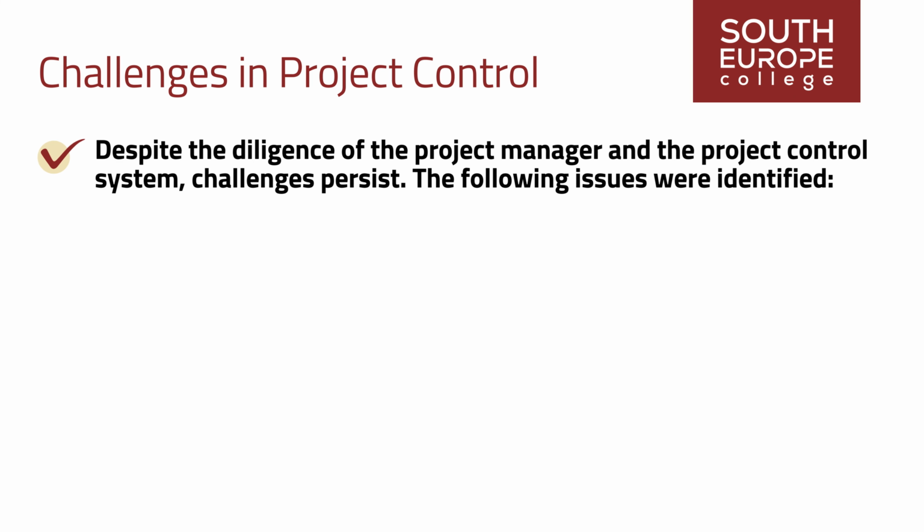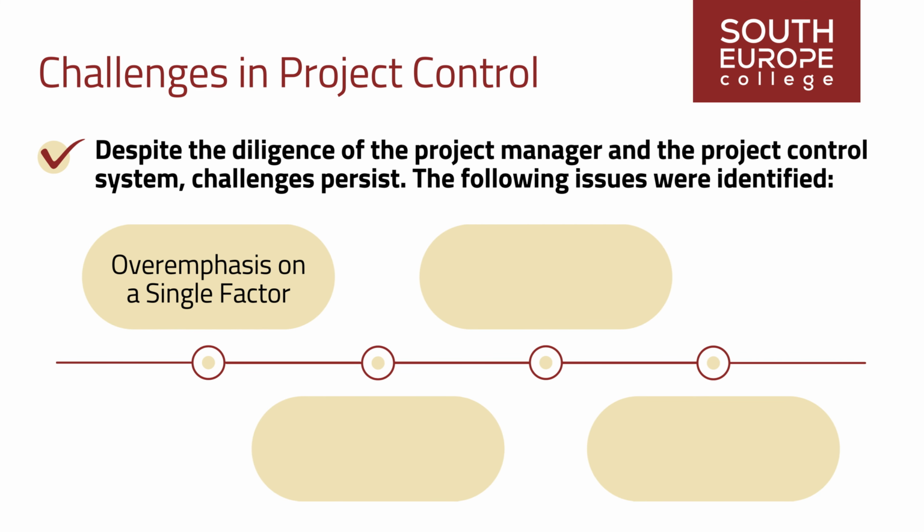Despite the diligence of the project manager and the project control system, challenges persist. The following issues were identified. Overemphasis on a single factor. When the control process fixates on a single factor, such as cost, while neglecting others like schedule and technical performance, imbalances occur.